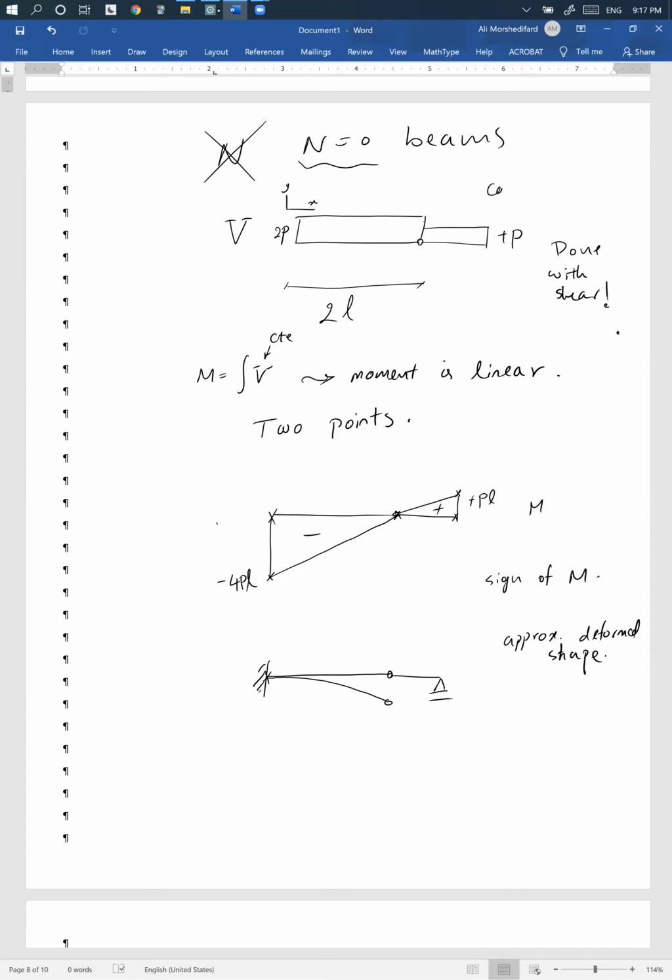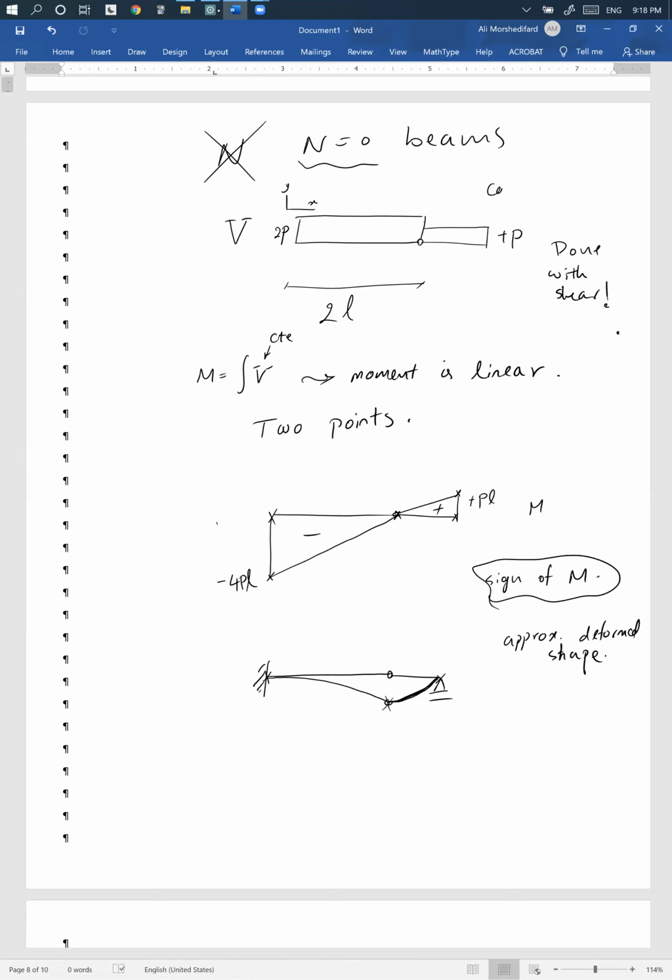How about this segment? First, I know that it should pass through this point. It should be quadratic. We don't care about the degree. It should actually be degree 3, but it doesn't matter. We just need the approximate shape, right? M is positive here, so it should be concave upward. This is the approximate shape. You see how easy it is? You just look at the sign of M, and that's it.